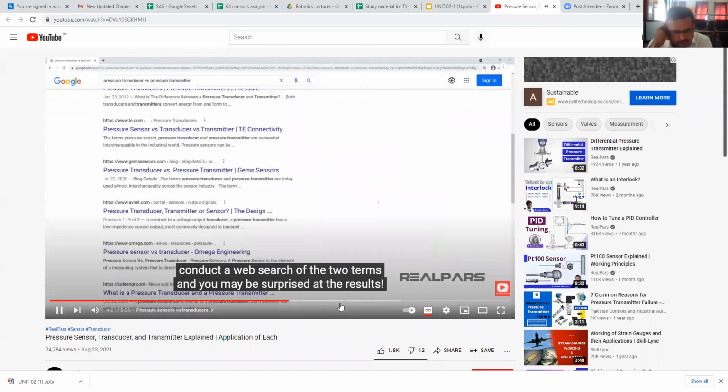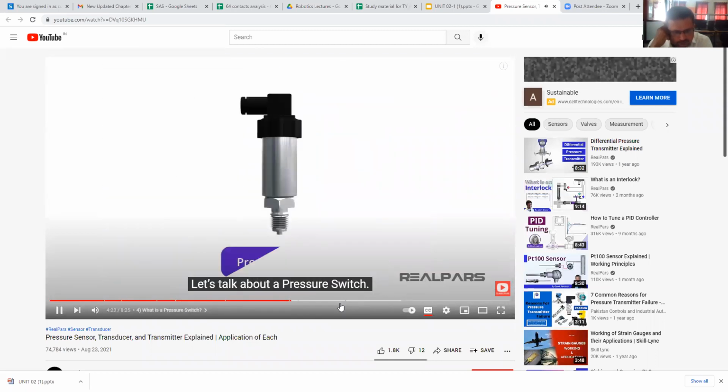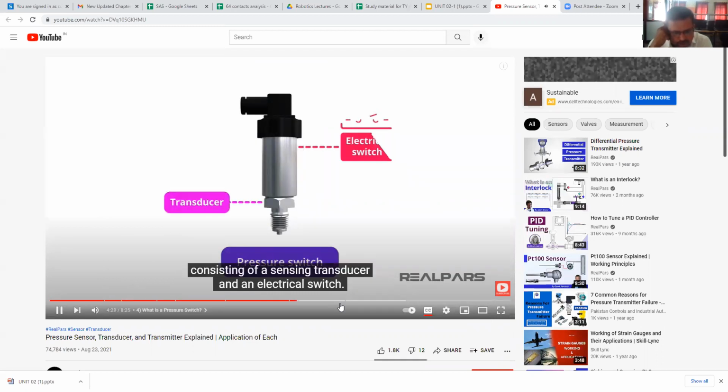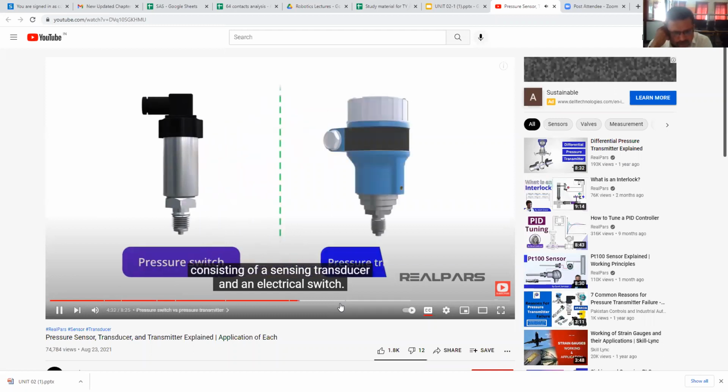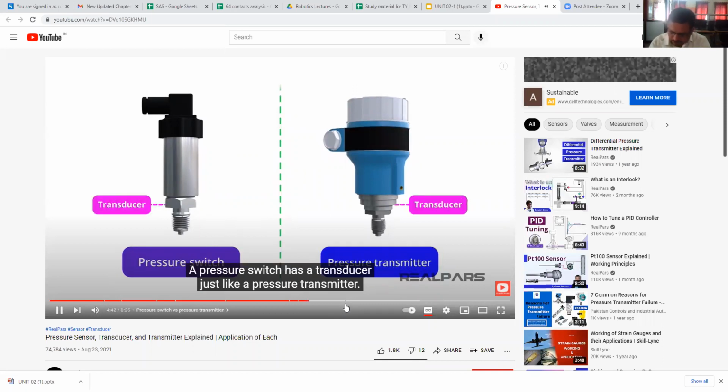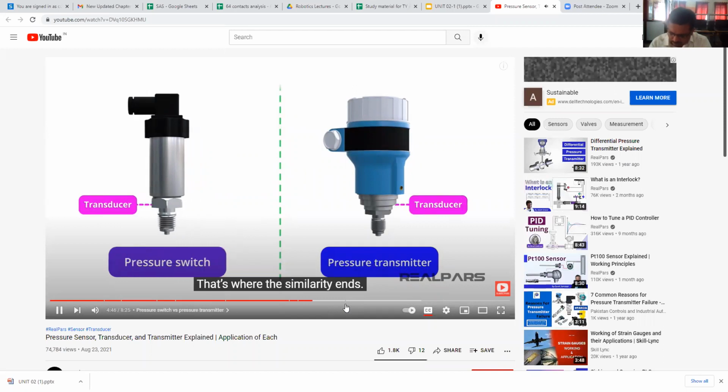If you're curious, conduct a web search of the two terms, and you may be surprised at the results. Let's talk about a pressure switch. A pressure switch is a two-part device consisting of a sensing transducer and an electrical switch. Is a pressure switch different than a pressure transmitter? There are some common components, but they are functionally very different. A pressure switch has a transducer just like a pressure transmitter. That's where the similarity ends.